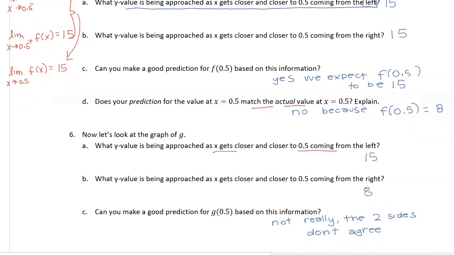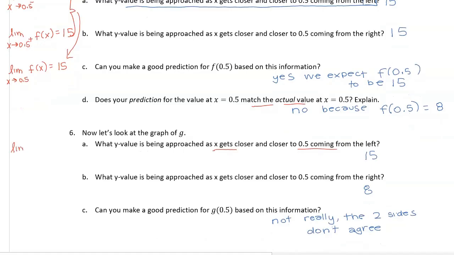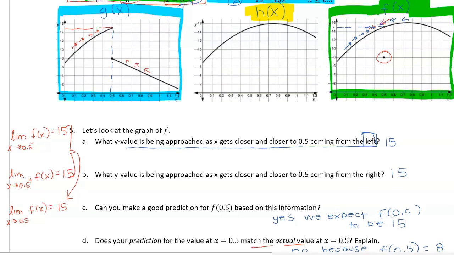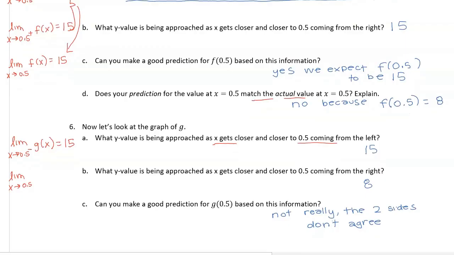That's the output value. So this is the limit as x approaches 0.5 from the left of g of x. That's what that little negative sign represents. That's going to equal 15. Now, what happens when we come from the right? When I get closer and closer to 0.5, you'll see that my output is approaching 8. So the limit as x approaches 0.5 from the right of our function g of x is going to equal 8.